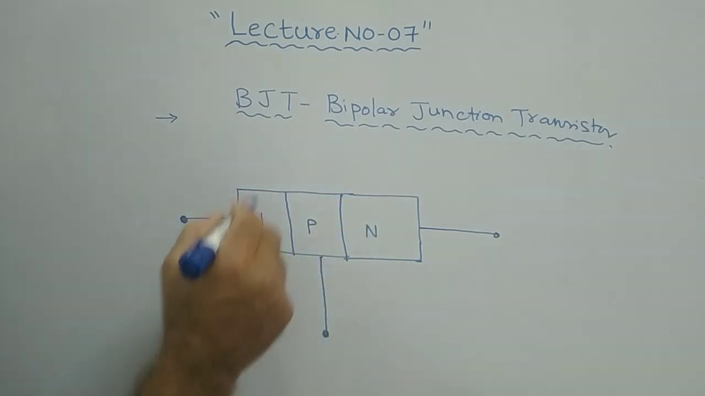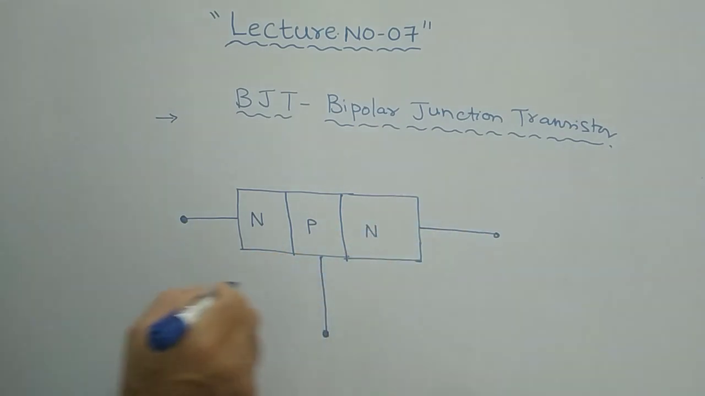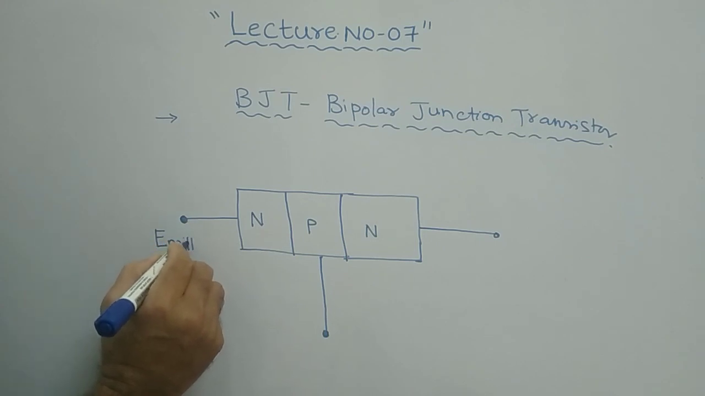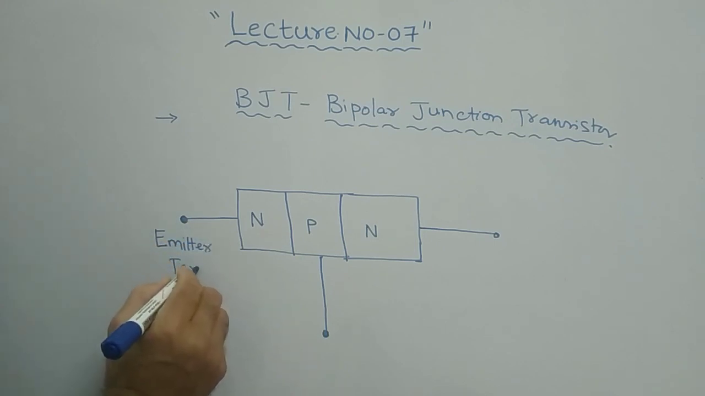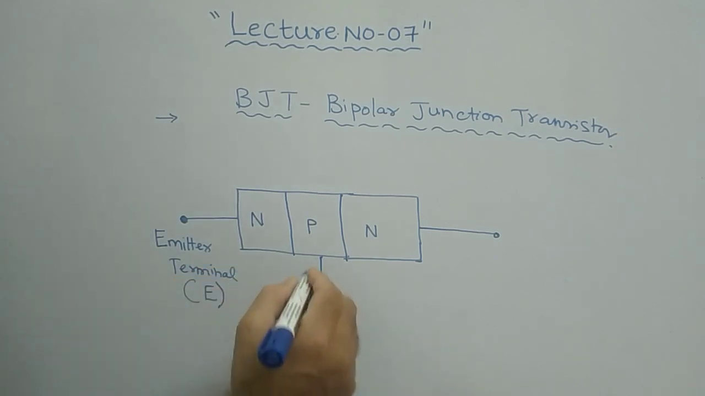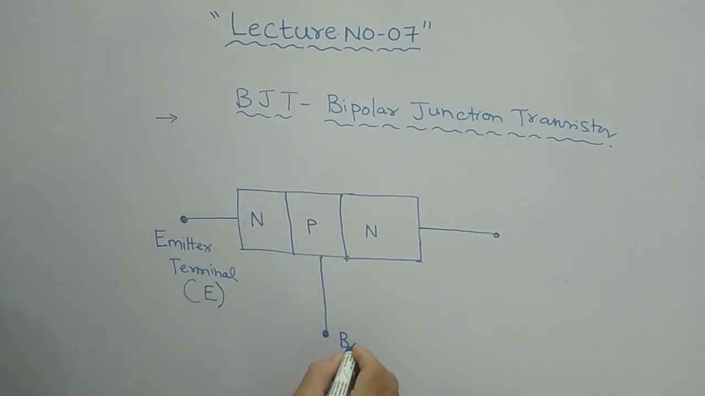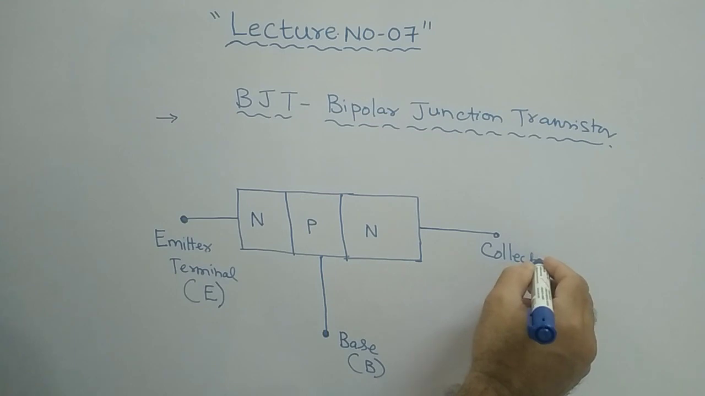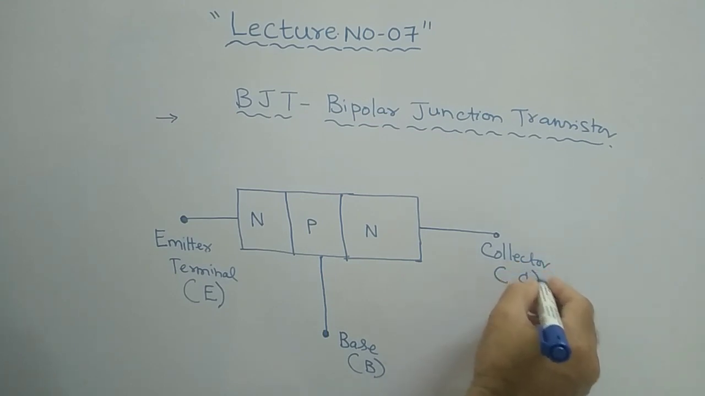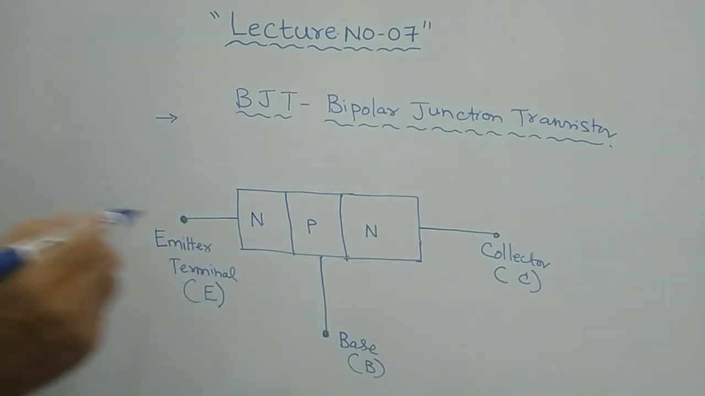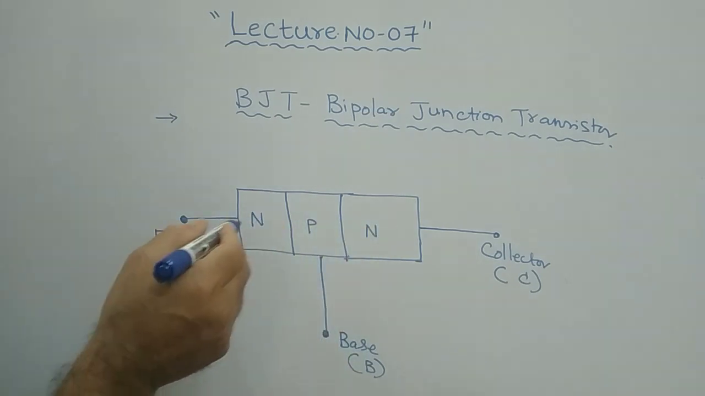From this structure, 3 terminals are taken out like this. This particular terminal is called the emitter terminal, denoted by E. The middle one is called the base terminal, simply denoted by B. And this is called the collector terminal, denoted by C. So this is your NPN transistor, where the extreme ends are both N-type material.